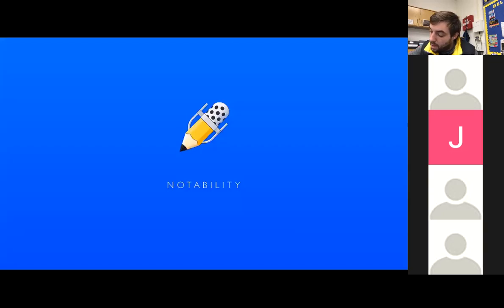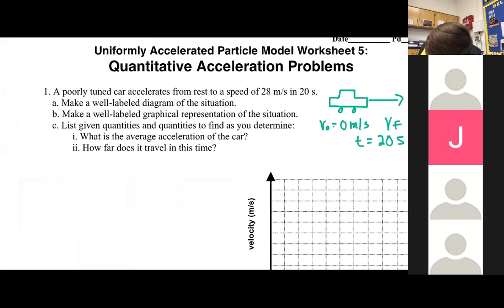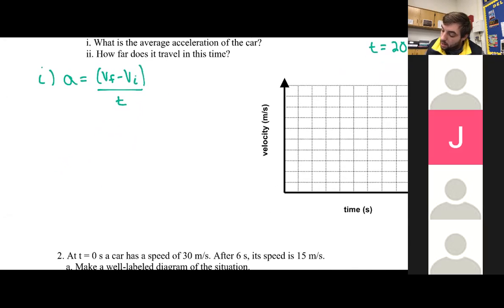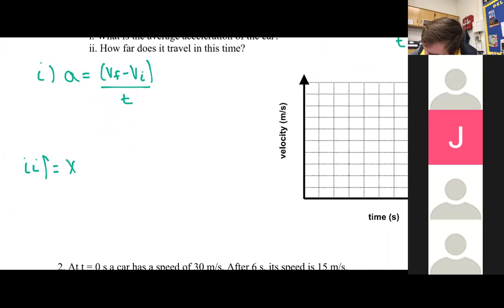Now, what I'm going to do is, for 1 and 2, point you guys towards what formulas to use on my sheet. So for 1, I would use the acceleration equals final velocity minus initial velocity divided by time equation. And then for question 2 there, how far does it travel? I would use xf equals xo plus vot plus 1/2 at squared.